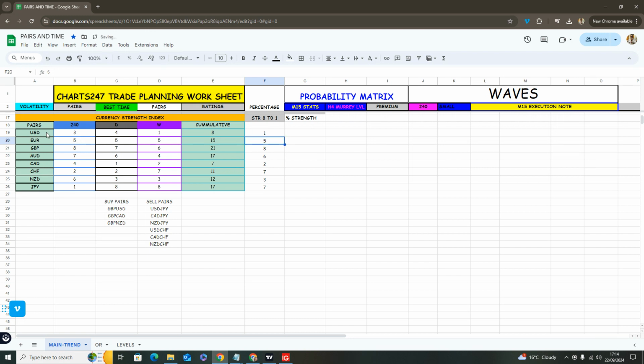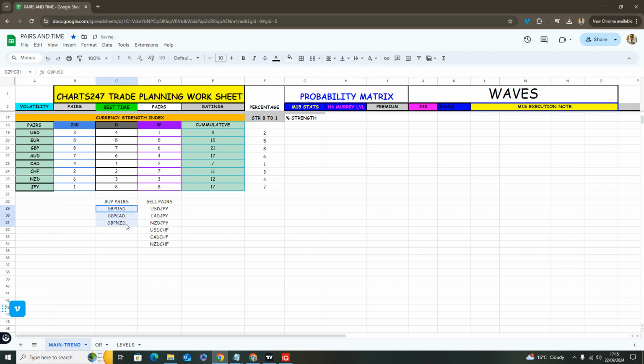That's 5 euro. Okay, 15. We have 12. This will be 4. Then we have 11. This will be 3. We have 11 to 8. This will be 2. And then 7 is 1. So the weakest currency on board is the Canadian dollar.